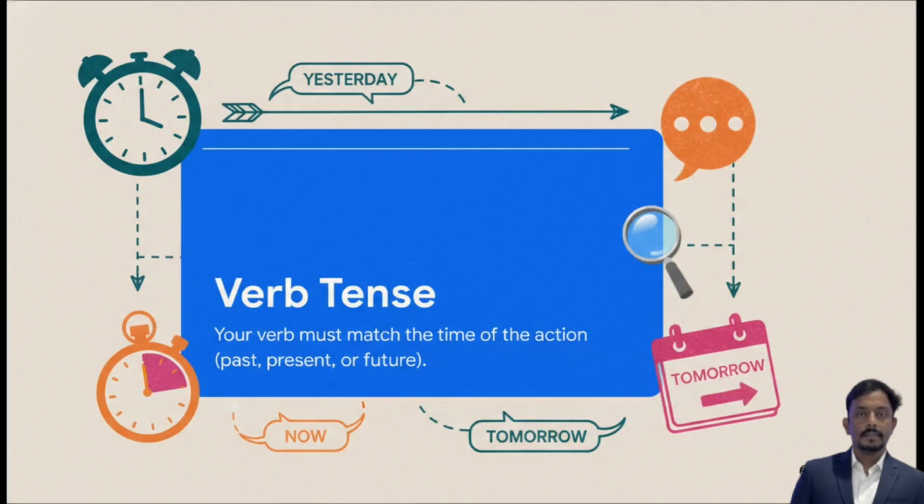Okay, next up is verb tense. This one is all about being a time traveler with your words. Is the thing you're talking about happening right now? Did it happen yesterday? Or is it going to happen tomorrow? Your verb is what tells your listener what time you're in.